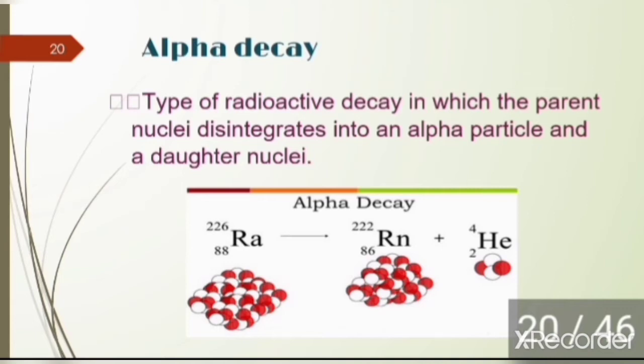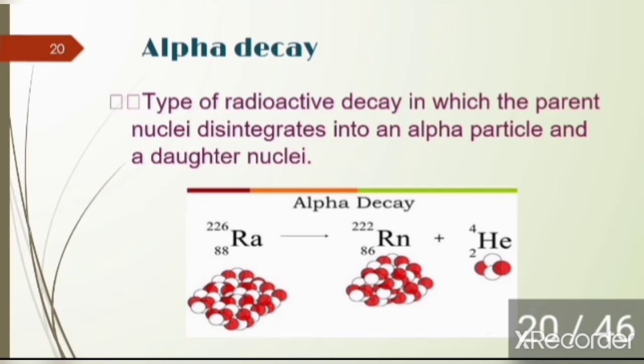Here, radium, which has an atomic number 88 and mass number 226, undergoes an alpha decay, and a new daughter nuclei called radon is formed, which has an atomic number 86 and mass number 222, and a helium nuclei or an alpha particle. So here, when radium undergoes alpha decay, it is completely getting transformed into another nuclei or another radioactive element, which is radon.